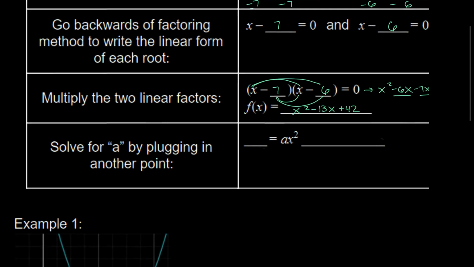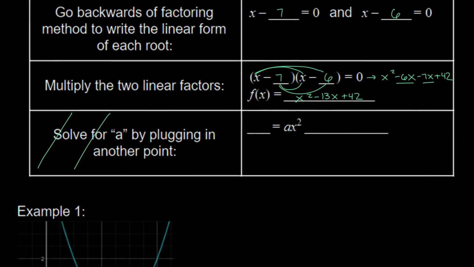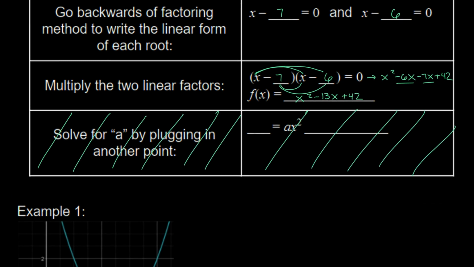Now I know that the next step says solve for a. However, on level, we're not going to ask you to do that. We're not going to ask you to solve for a. So you can cross that out.